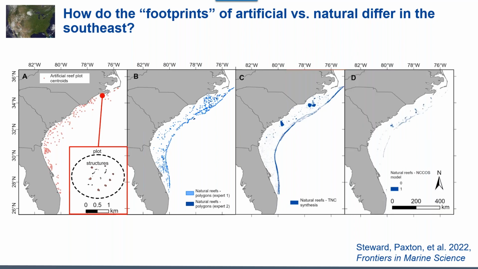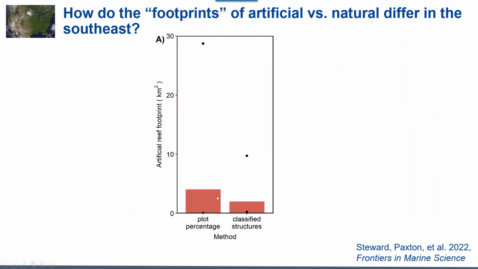And then the last was using a NOAA National Centers for Coastal Ocean Science model that uses a Maxent framework to predict the locations of hard bottom, shown here in blue. And so what I'm going to show you in the next slide is how these footprints compare. And we're going to start with artificial reefs.